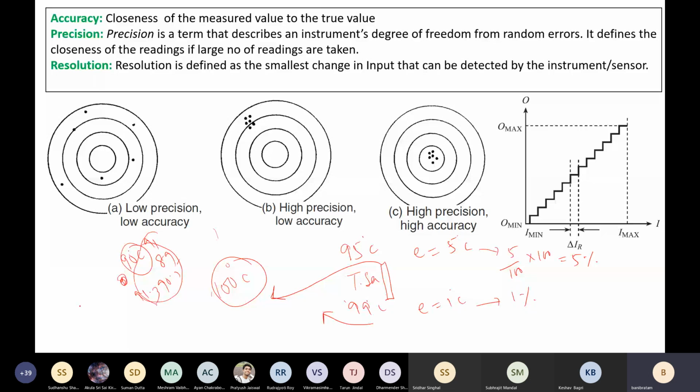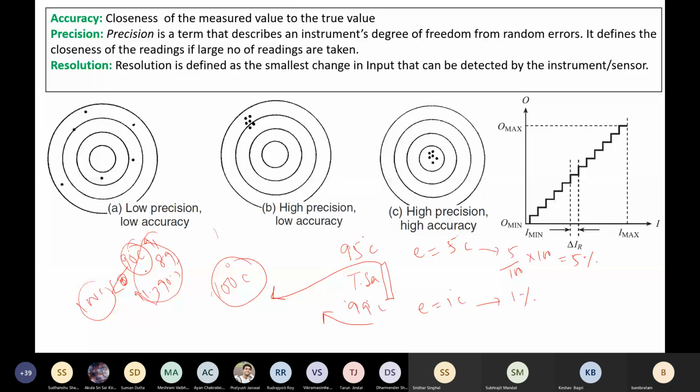And what is your actual value? Actual value is 100 degree. So what we can say for this is that the accuracy is not good because the error is almost 10%, but its precision is quite good, because when you are measuring repeatedly, the values are coming very close to each other. So if we consider this sensor, we can say the precision is very high, but accuracy is not very high.